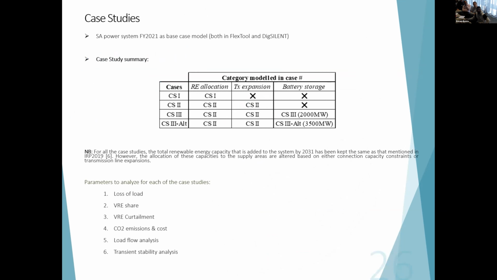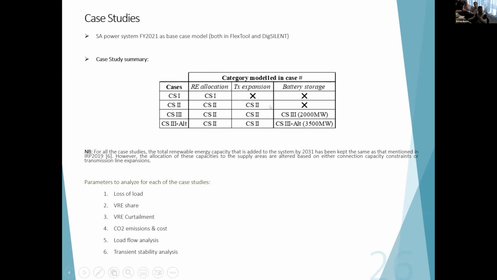Sorry, we do have enough time, so let me just come to the case studies now. For the case studies I'll be using for my master's model, I've basically allocated 4 different case studies, where the first case study would just be based on renewable energy relocation and not having transmission expansion or battery storage capacities.